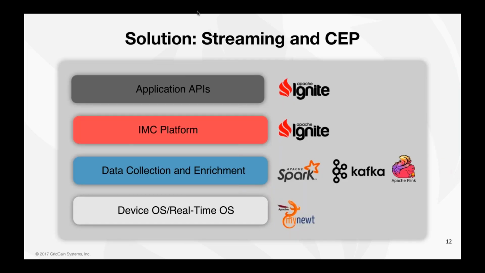Here's an example of an architecture, if you like. At the lowest level, we are using an embedded real-time operating system, and this is 100% Apache Software Foundation. Then we can do data collection and enrichment, using streaming technologies such as Apache Flink or Apache Spark, and then we can use Ignite to do a lot more. So it acts as the in-memory computing platform. It has the application APIs, and we'll look at this in a little more detail further on.